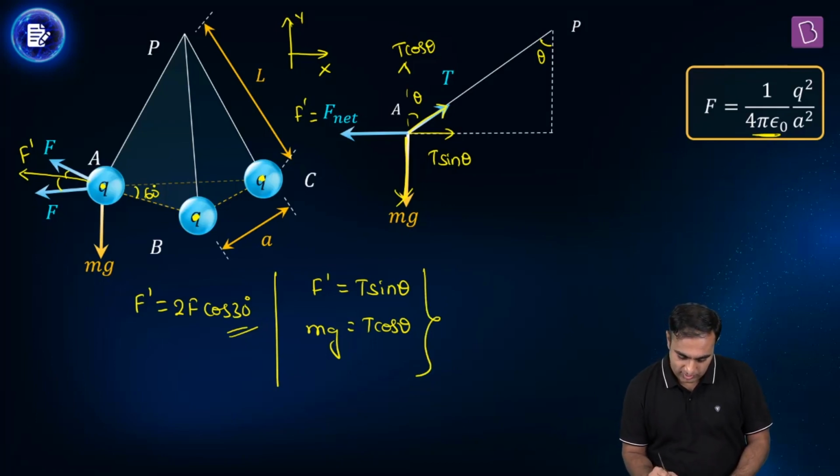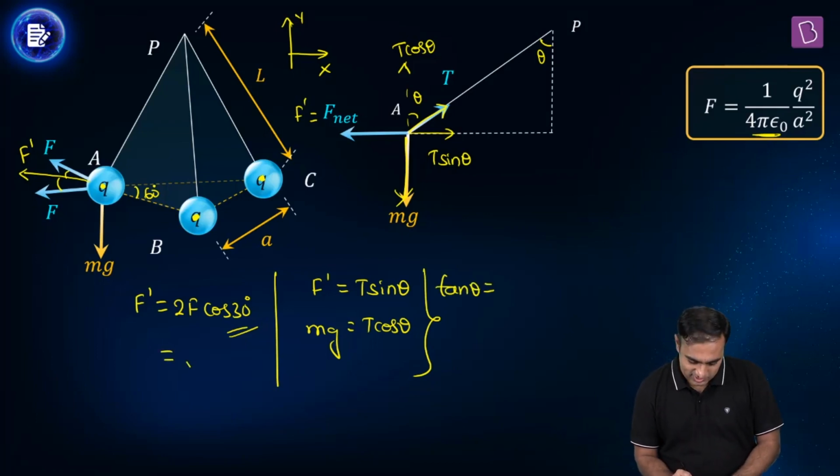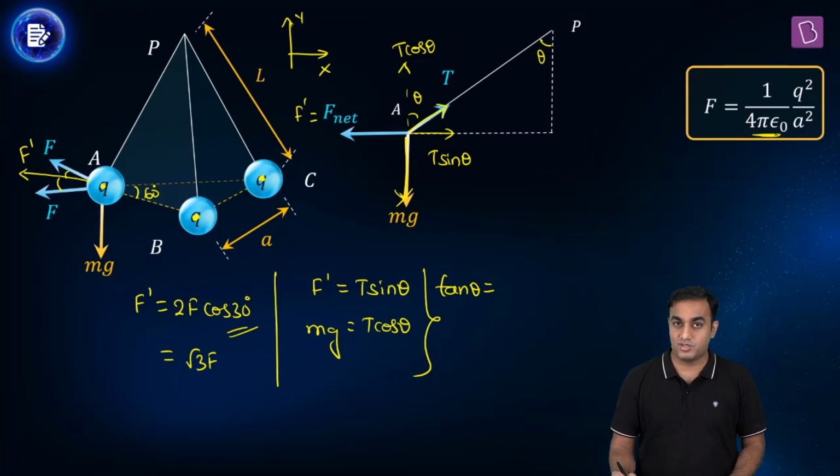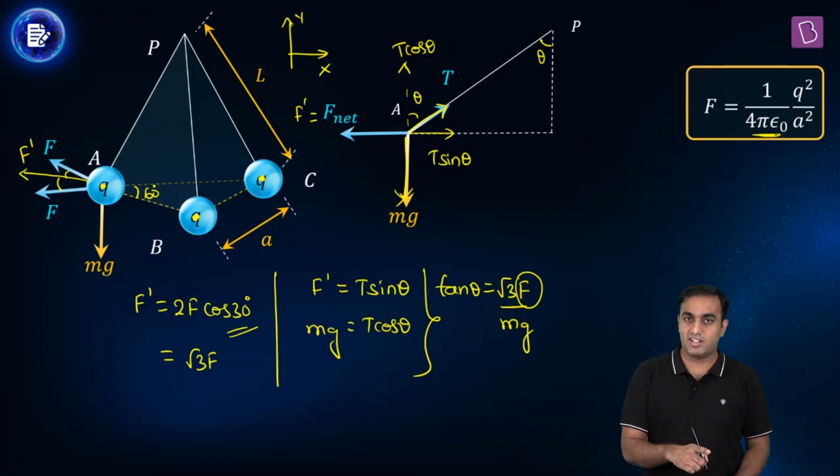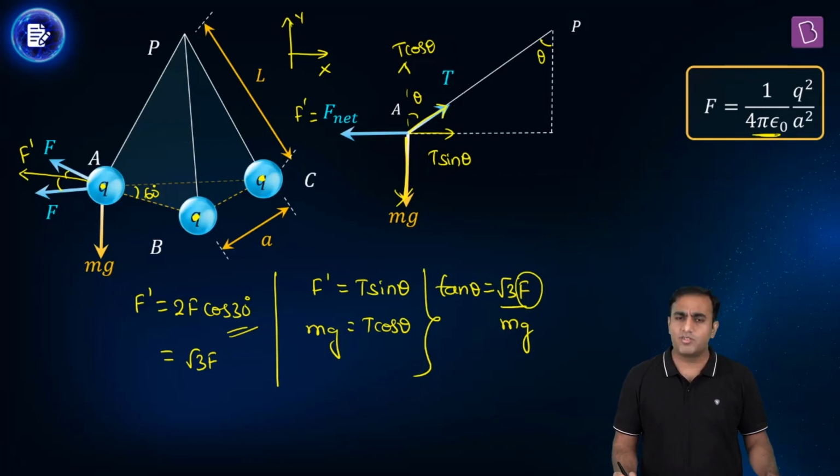This will be giving us tan theta equals, how much is this by the way? This is root 3 times F, isn't it? So you get tan theta to be root 3 F by mg. What do we need? We need the value of small q, which is contained in capital F. We need that in terms of m, g, a and so on, not in terms of theta. So let's find an expression for tan theta in terms of the length of the string and small a first. How do we do that?